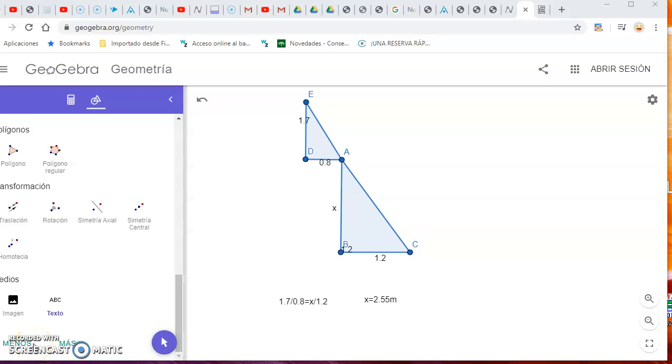Hi everybody, this is day 2 of our teleformation and we are going to explain the solution of the exercises I told you to do. Okay, the first one was 24 if I remember well.